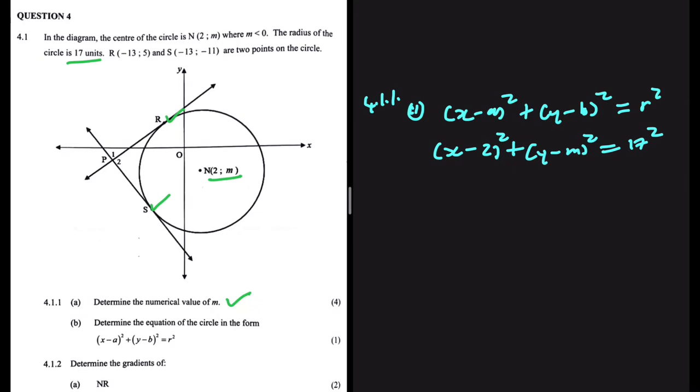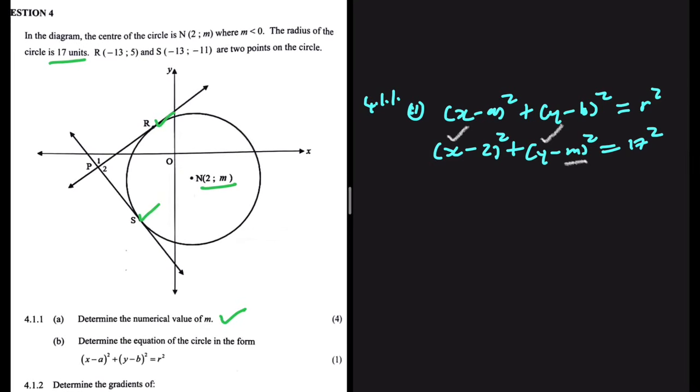As you can see, if we substitute a point on our circle, then we're going to easily find the value of m, because we're going to have a value of x and its corresponding y value. The only variable that we're going to have is m. So we can either substitute the coordinates of R or the coordinates of S and get the value of m. The coordinates of R are minus 13 and 5. If we go ahead and substitute that, we're going to have (minus 13 minus 2) squared plus (5 minus m) squared being equals to 17 squared.